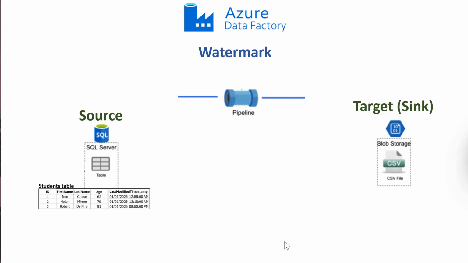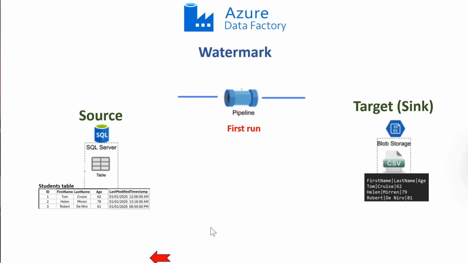If you look at the source that we have here, we added a column to the students table. It's a timestamp column, and every time we insert a new row into that table, we put the current date and time in it. If we update a row, we update that value with the current date and time. So if we run the pipeline for the first time, it grabs all the records and moves them across to our target.